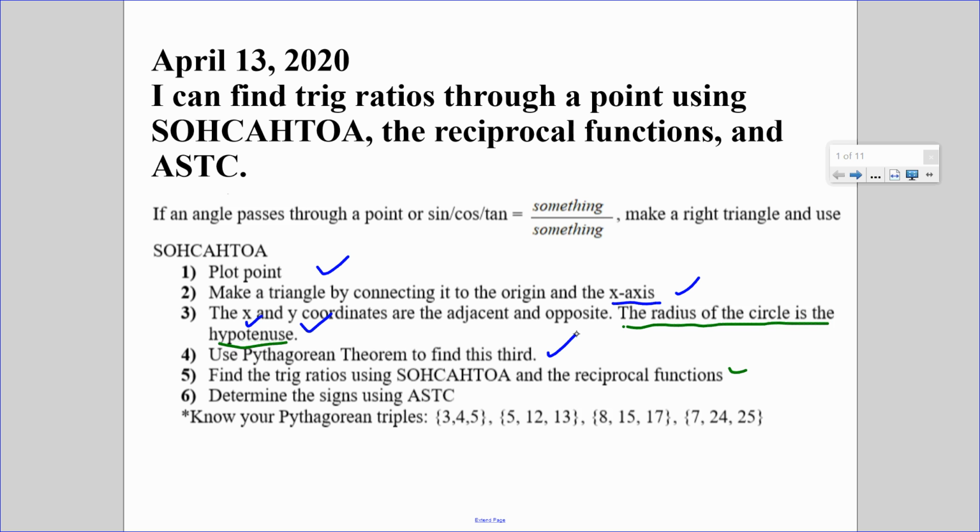We then use SOHCAHTOA to find the trig ratios, and then we find the reciprocal functions by flipping those. Finally, the most common mistake, determine the signs using ASTC, know what's positive in which quadrant and what's negative in each quadrant. And then, as a little side note, know your Pythagorean triples. You don't need to know them. You can use Pythagorean theorem, but if you know them, it just makes your life faster and easier.